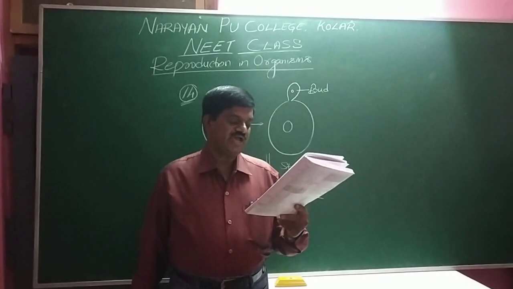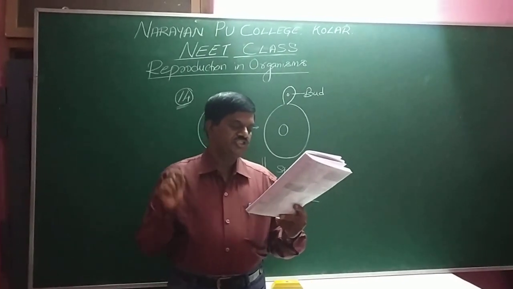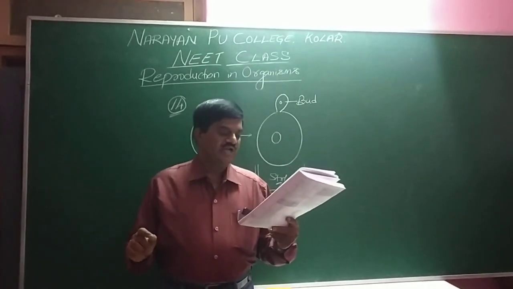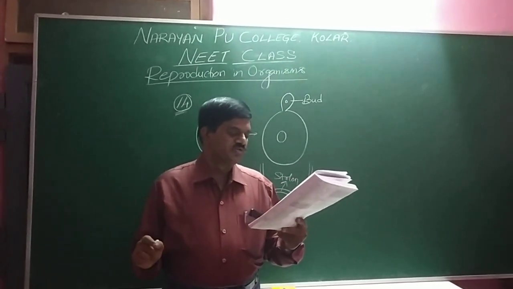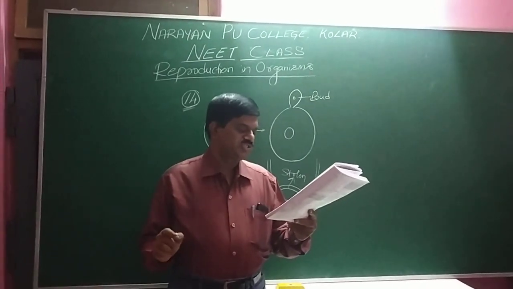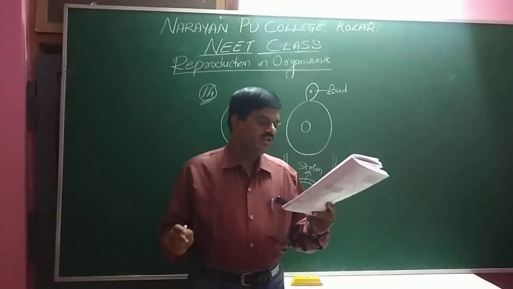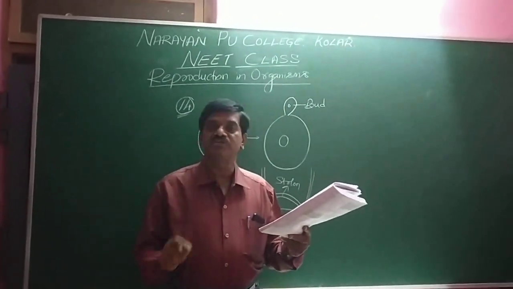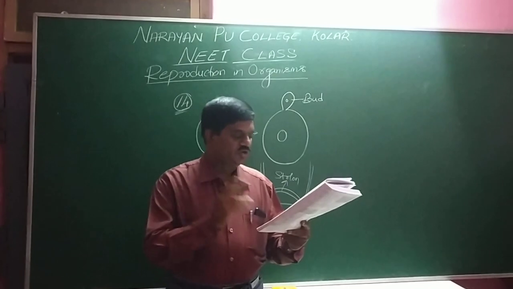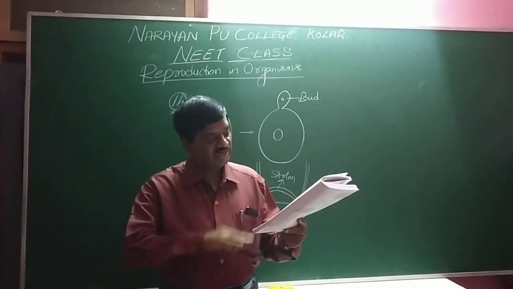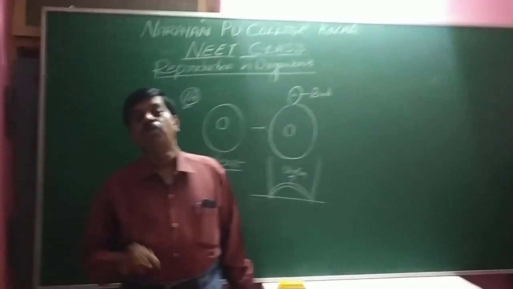Monoestrous animals produce eggs only once. We use this word for dogs, wolves, foxes and bears. In all of these, they breed only in a particular season in one particular year. For that we use the word monoestrus.